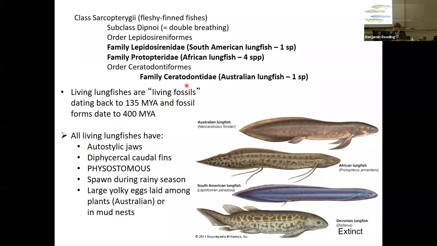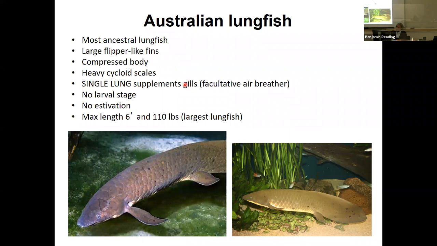And I'll emphasize that you don't necessarily need to know the difference between the different types, just that these families are, in fact, lungfish families. The Australian lungfish is the most ancestral of them. Again, it has these large lobed fins, like flippers almost. It has a compressed long body, heavy cycloid, or sometimes they'll call them cosmoid scales. So very heavy armor.